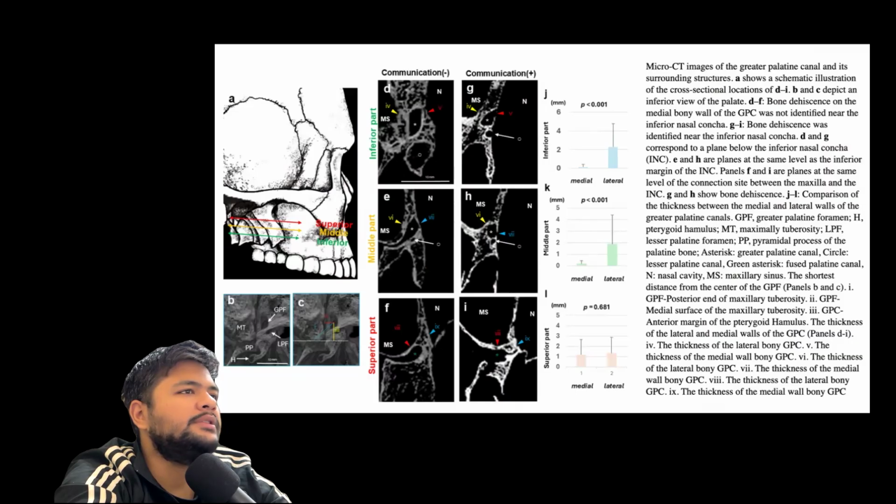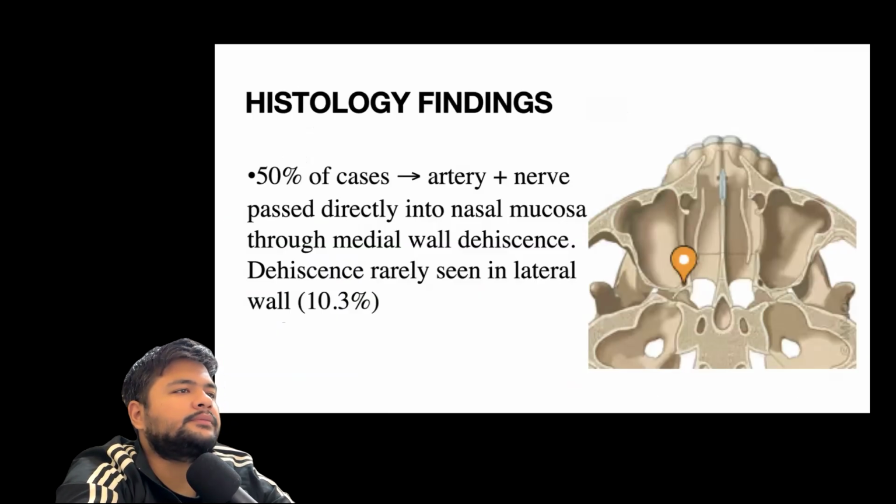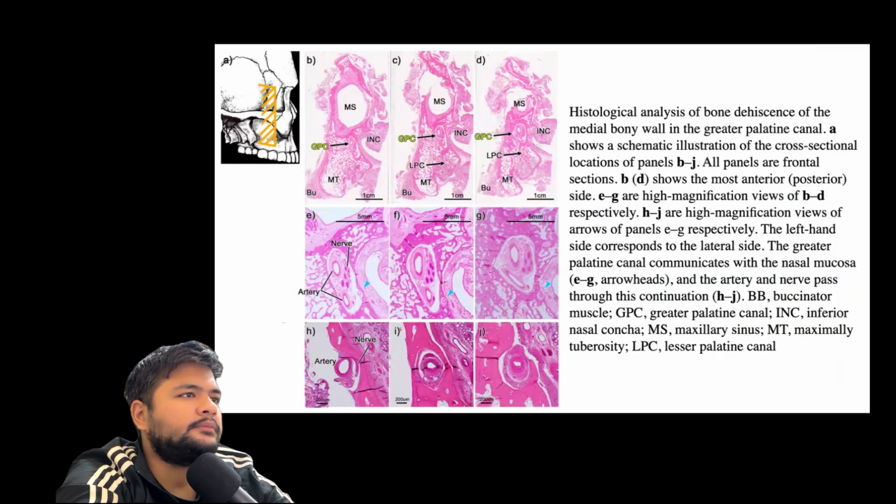Coming to the micro-CT images and the histological findings, 50% of the cases had artery and nerve pass directly into the nasal mucosa through the medial wall dehiscence. Dehiscence is rarely seen in the lateral wall. Coming to the histological analysis of the bone dehiscence of the medial bony wall in the greater palatine canal, figure A shows a schematic illustration of the cross-section locations of panels B to J. All panels are frontal sections.